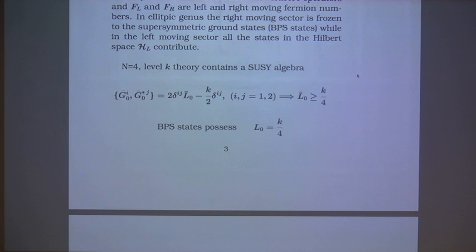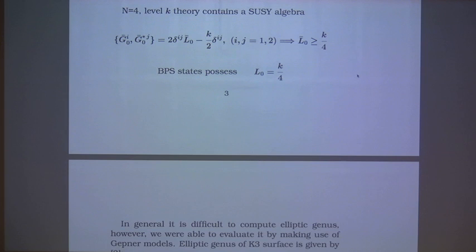Then the left-hand side of this equation is G star G, so this is a positive difference. So if the left-hand side is equal to 0, L0 bar is equal to k over 2, k over 4, then we have a state which is annihilated by all these supercharges. So this is the BPS state.